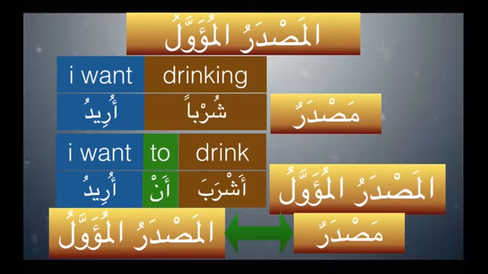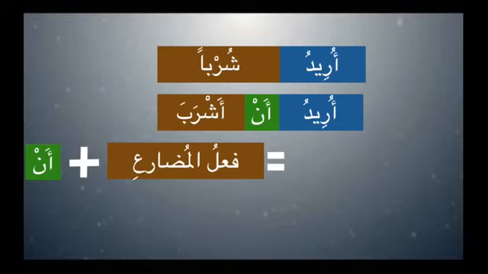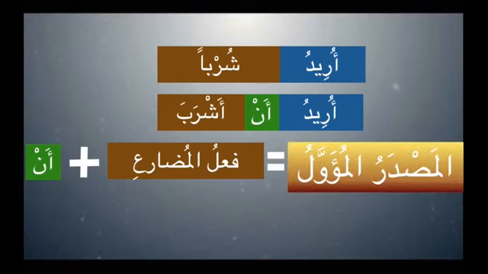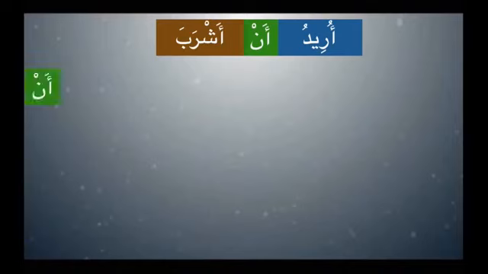And what does masdar muawwal mean? This an plus the fi'l mudari' is interpreted as a masdar. That's why it's called masdar muawwal. So it is considered as a masdar. Let's take an example. An plus fi'l mudari' is al-masdar al-muawwal. That's the whole exercise. So if we take an example again, uridu an ashraba.